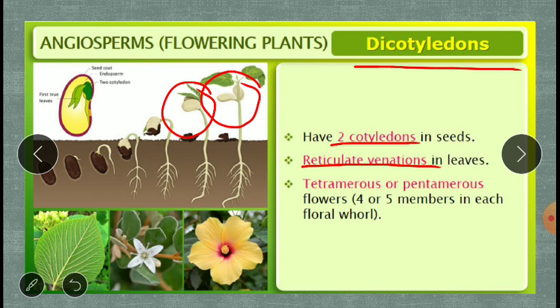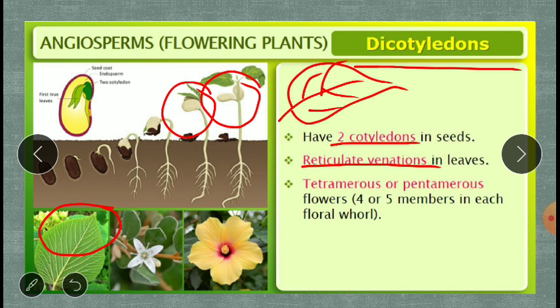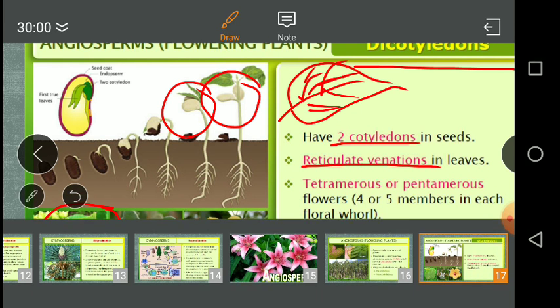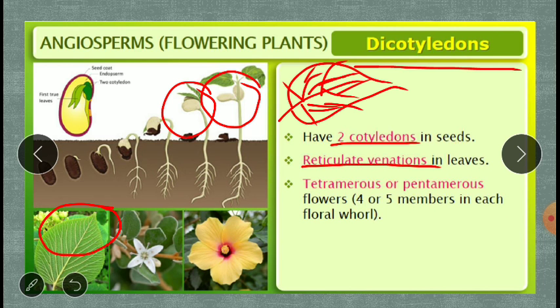In detail about the venation, we will study in our next lesson, that is morphology of flowering plants. But right now, understand that this is the reticulate venation, when a leaf has veins that are spread all through the leaf in a network-like form. It is called the reticulate venation, as you can see here. So almost all of the dicotyledons have reticulate venation in leaves.